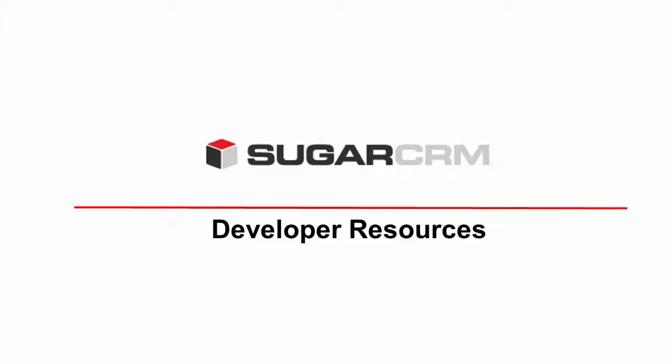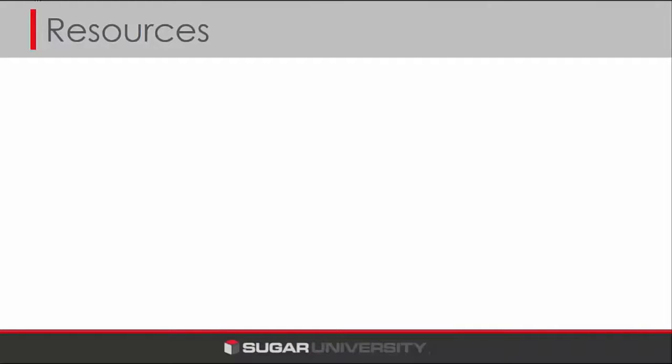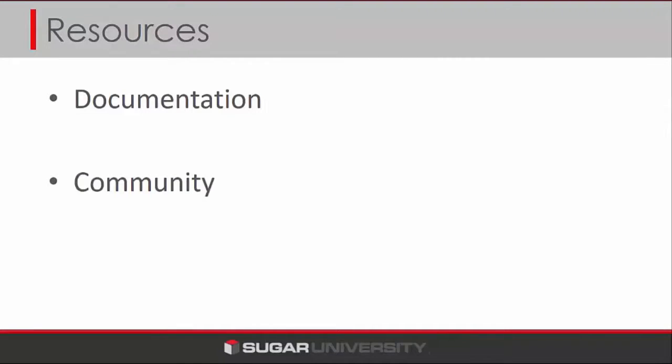In this section, we describe the documentation, training, and community resources available in support of Sugar development. There are many resources available for developers who are just getting started with Sugar or who seek to improve their Sugar development skills. Our resources fall within three distinct categories: documentation, community, and training.